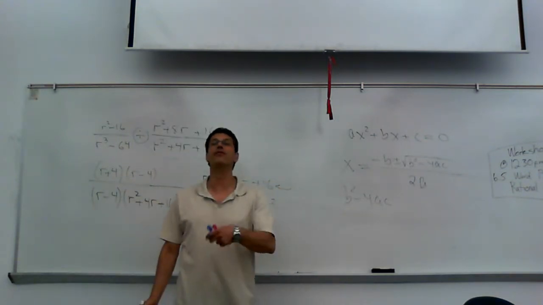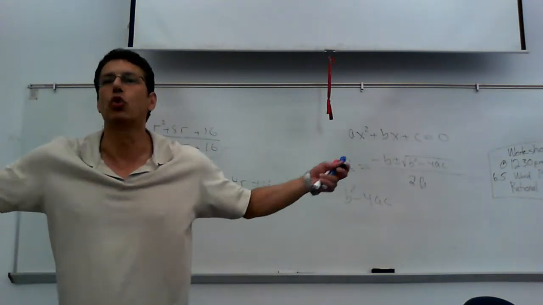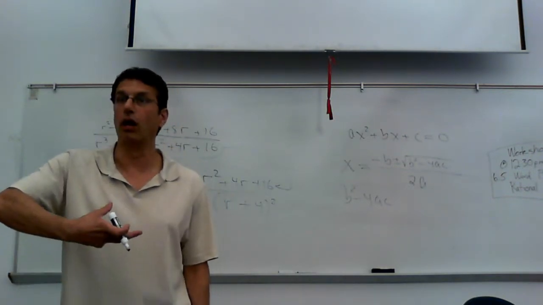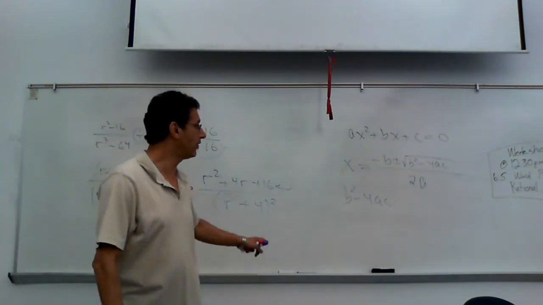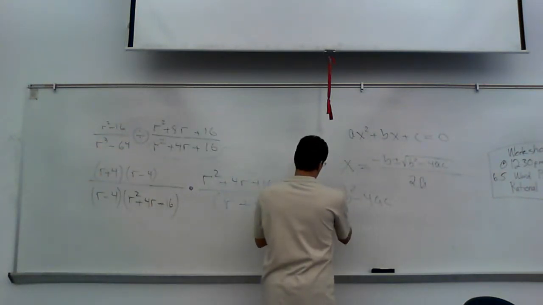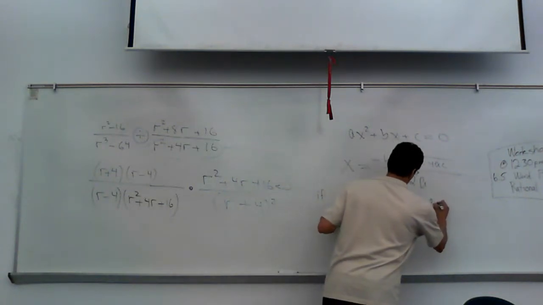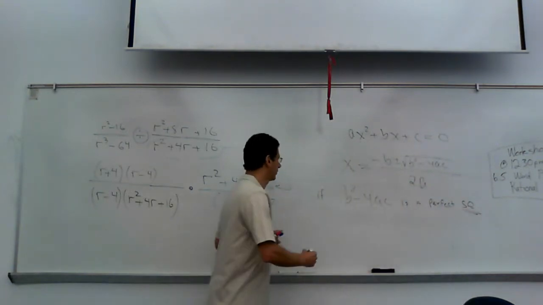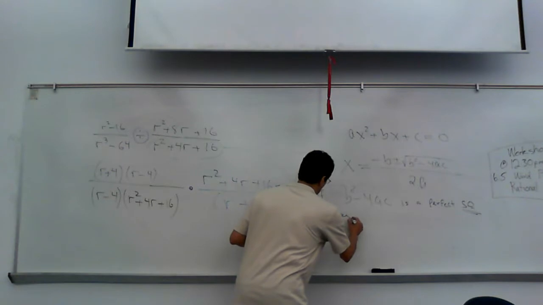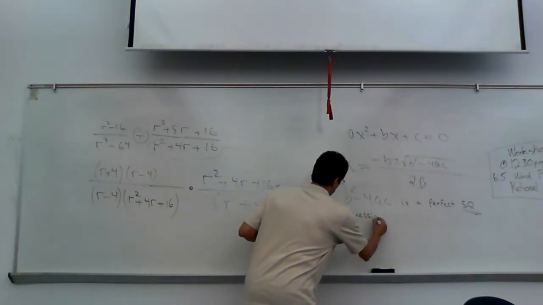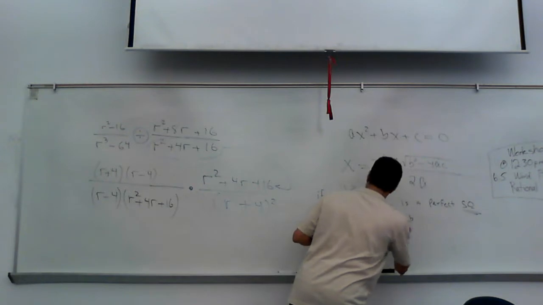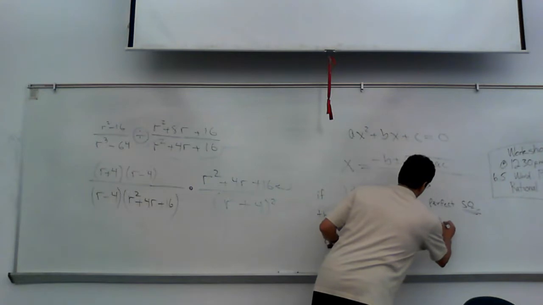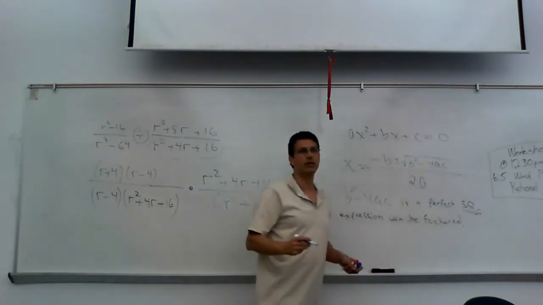Okay. Now, one more piece of information. If this is a perfect square number, for example, 25, 100, 36, it comes out of the radical, is that right? If it's a perfect square, then the expression can be factored. Is everybody with me?